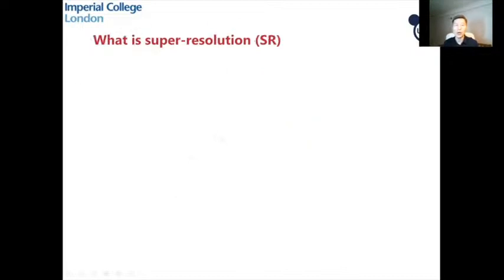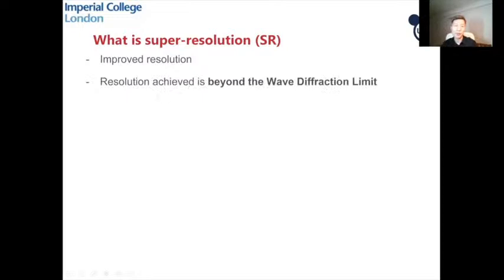So I talked about the image resolution in three directions in ultrasound imaging. Then I talked about how you can measure spatial resolution. But what is super resolution? When people talk about super resolution, they might mean very different things. Some may say super resolution when they actually mean significantly improved resolution. But there's a more rigorous definition of super resolution. That is when the resolution achieved is beyond the so-called wave diffraction limit.